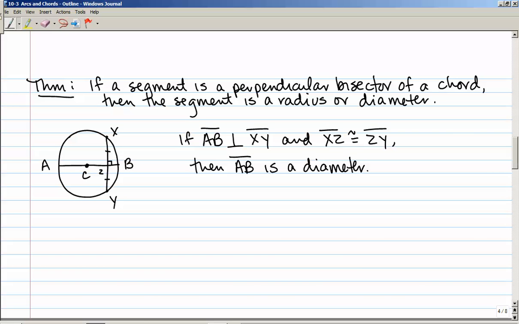Here's another theorem. If a segment is a perpendicular bisector of a chord, then the segment is a radius or a diameter. So it's sort of like the converse of the previous one. So if I have a segment in a circle that is a perpendicular bisector of a chord, okay, so I have chord XY here, and if AB is perpendicular to it, then AB is a diameter.